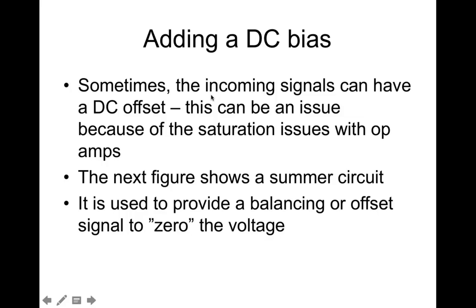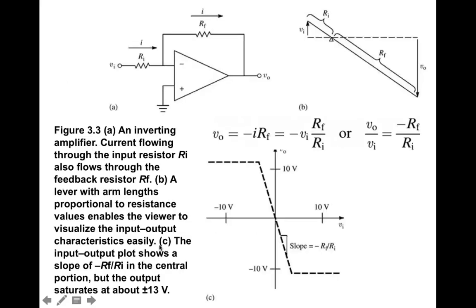One of the problems is that a lot of times signals that come in often have a DC offset. And if you have a DC offset or a DC bias in your signal and you put that into an amplifier, if the DC is significantly higher than the time varying part of the signal, then basically what happens is you saturate your op-amp. And so sometimes what you will do is, in addition to the amplifier circuit, you use a summer circuit that provides this balancing or offset signal.